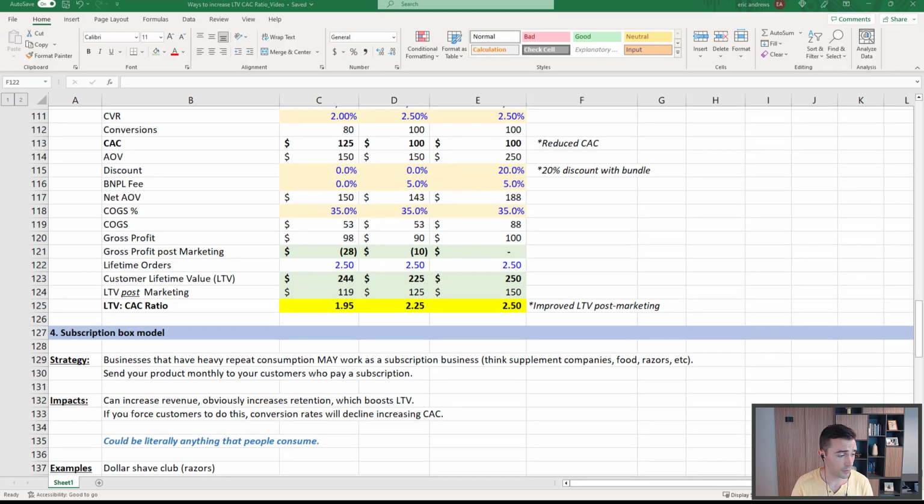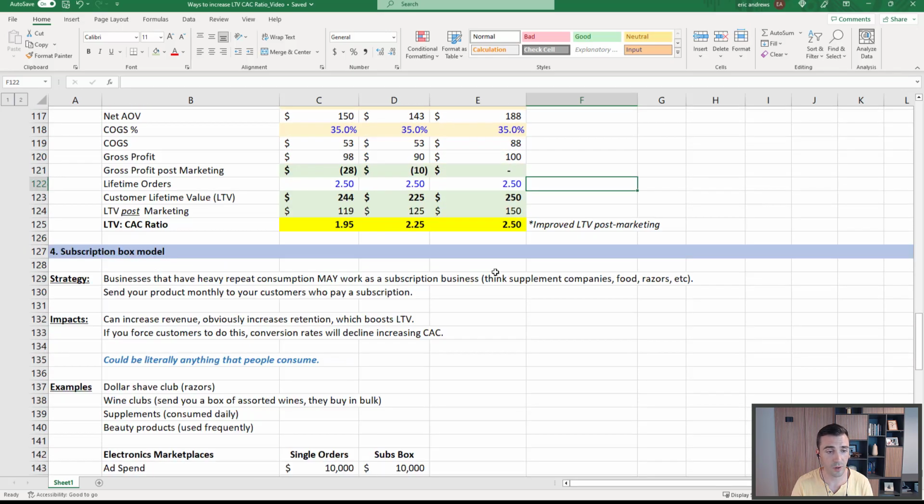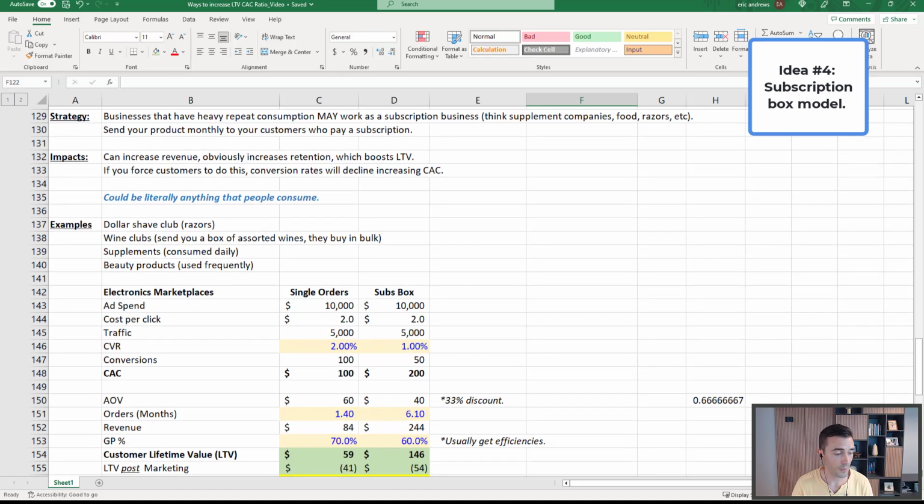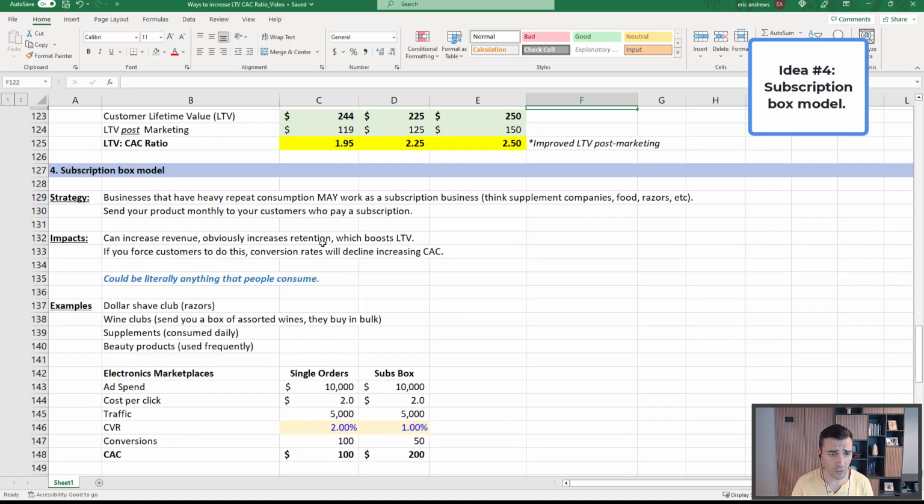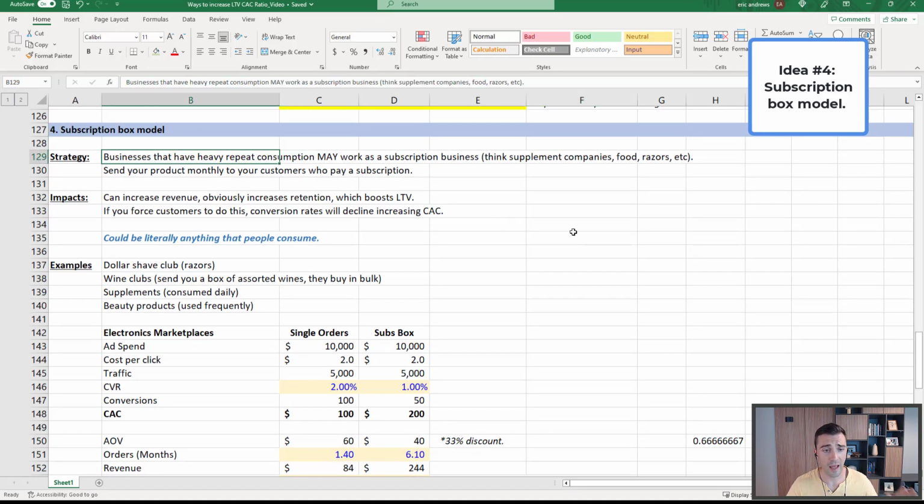Okay, so the fourth idea we have here is the subscription box model. If you don't know what this is, businesses that have heavy repeat consumption may work as subscription businesses. Think supplement companies, food, razors, etc. People who buy the same thing over and over again on a regular schedule. So what you do is you send your product monthly, generally, to customers who pay a subscription, and they just have a box that shows up to their house with something.